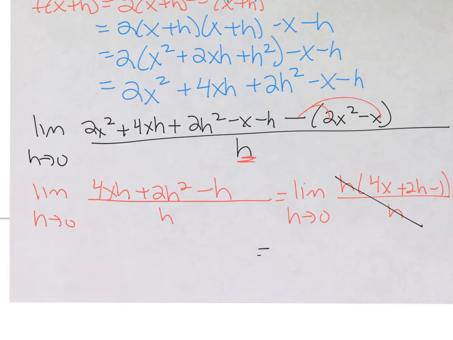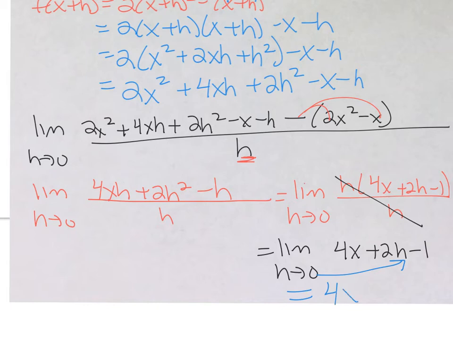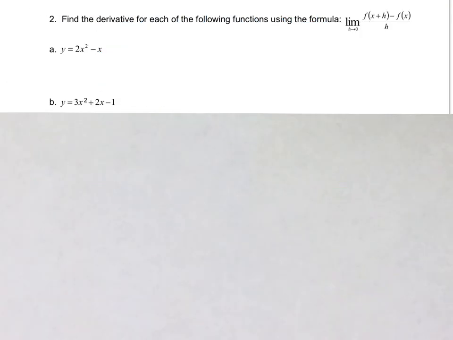So as a final step, now we have no more denominator, so we can plug 0 in, and we have 4x minus 1, which is exactly what we wanted as our first derivative. Okay, we're going to do it all over again for b. We know we want our answer to be 6x plus 2.